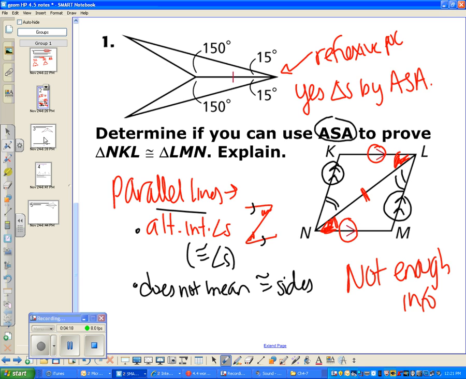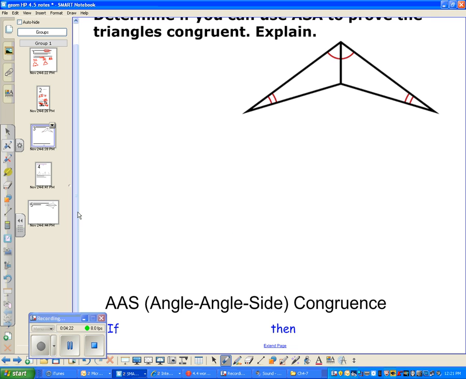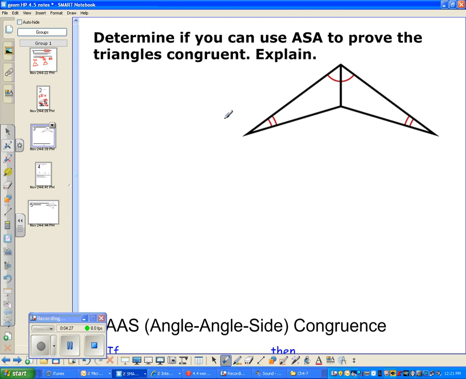The second shortcut, we can skip that one, is angle, angle, side. Now, if we look at this one, determine if you can use ASA to prove that these triangles are congruent. We have an angle, angle, and then we have this missing reflexive property. We know that the side is congruent to itself.